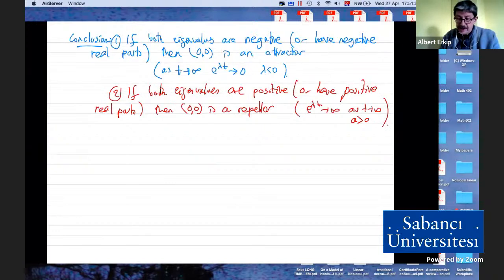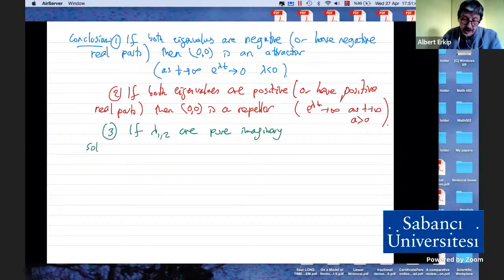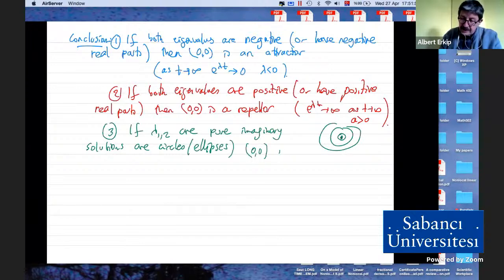Okay? So the third case, if lambda 1, 2 are pure imaginary, we talked about that. Solutions are circles or ellipses. So the picture was like this: 1 circle, 2 circles, 3 circles, and we call 0, 0 a center.